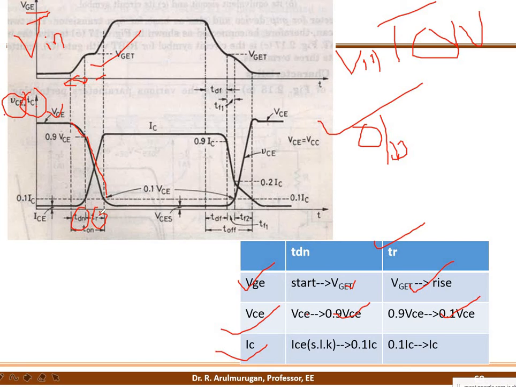The next one, what about the output current? Output current during the delay time starts to increase from the minimum value to 0.1 IC. What is the minimum value? That is called the leakage current value. So from the minimum value, 0.1 is reached. What about the rise time period? During the rise time period, it further rises from 0.1 to the maximum value.